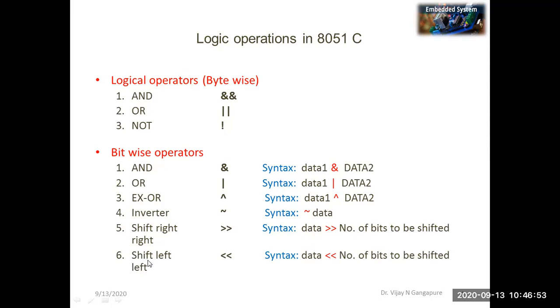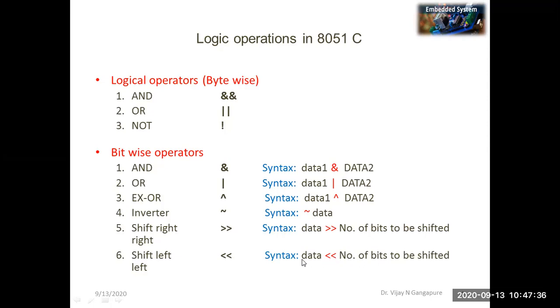Similarly, the shift left operator. The symbol is exactly opposite compared to the shift right operator: a double less than sign. Its syntax is like shift right: data, shift left operator, and the number of bits to be shifted left. This shift left operator will shift the data bits by the number of bits specified after the operator.